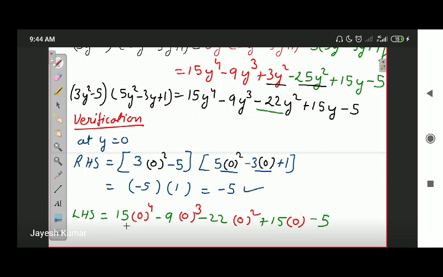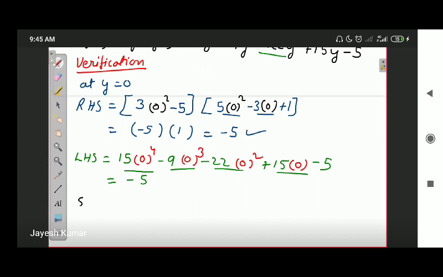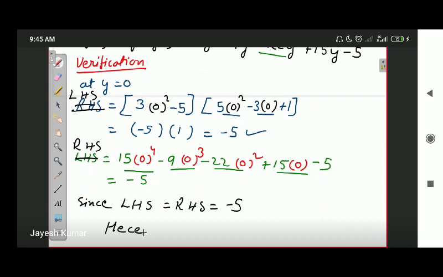Okay. Now this becomes 0, 0 into anything is 0. So final result is minus 5. So finally you will state that, since LHS is equal to, I wrote it incorrectly now. This is LHS and this is RHS. Since LHS and RHS are both equal to minus 5, hence verified. Okay, so this is verified till here.